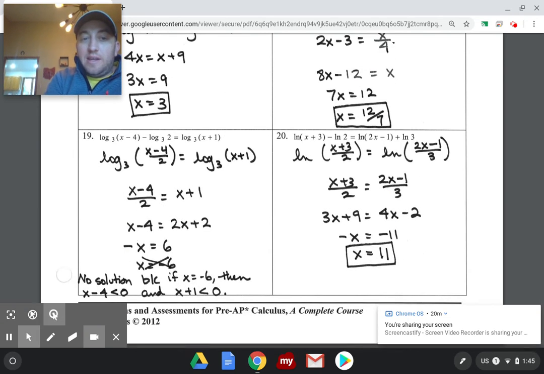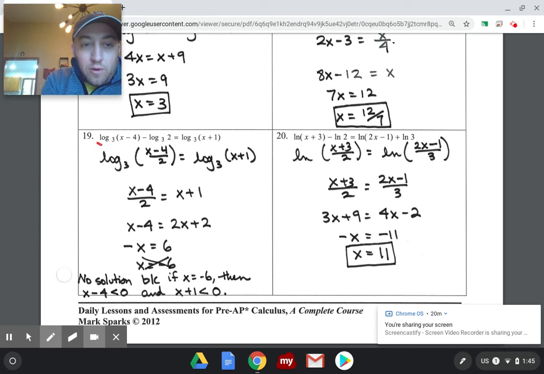So number 19, just really more of the same. The only thing that's happened, there's one thing that happens at the very end. So the first thing, combining these two logarithms, there's a minus in between them. So I'm going to divide the argument. So I have log base 3 of (x minus 4) over 2 is equal to log base 3 of (x plus 1). Same logarithm, same base, single logarithm on both sides. We can drop the logarithm out of the problem, and I'm going to set the arguments equal to each other. (x minus 4) over 2 is equal to x plus 1.